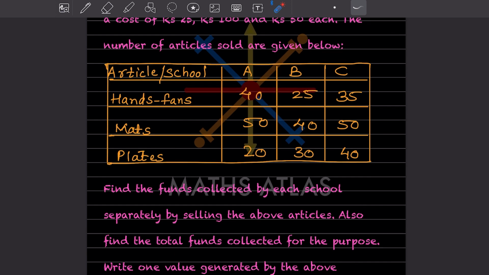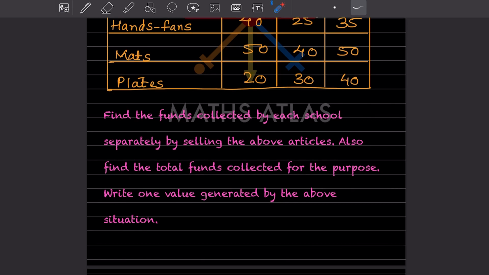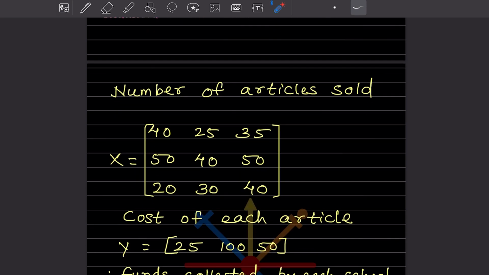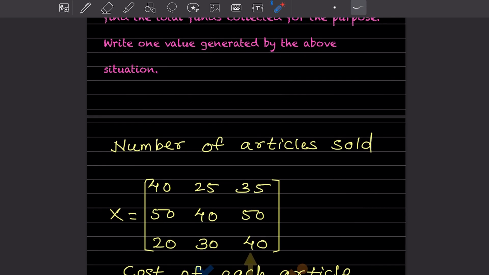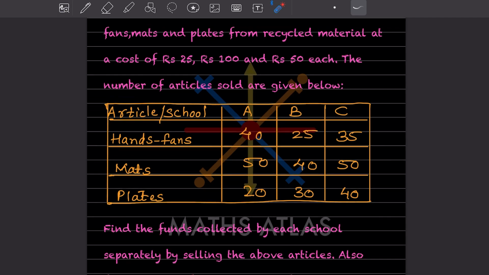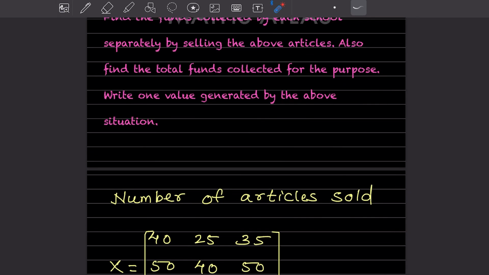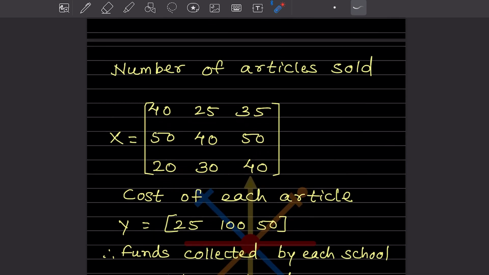These are given. And what we have to do is find the funds collected by each school separately by selling the above articles. Also find the total funds collected for the purpose. Write one value generated. We have to write this at the end. So the number of articles sold, we can just take as X. You can see from this table, so the same thing we wrote in matrix form over here.